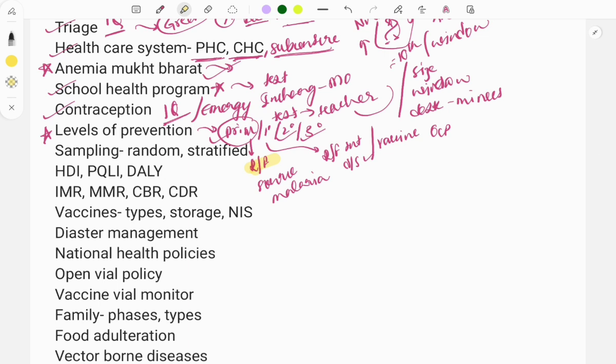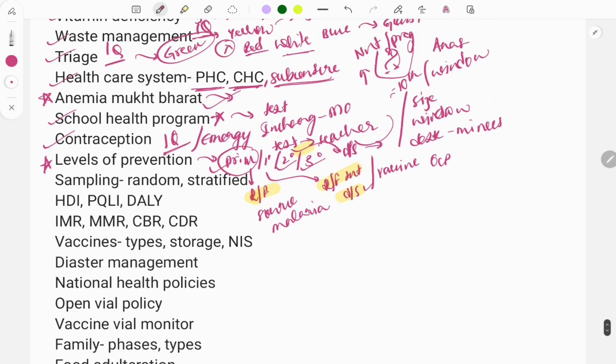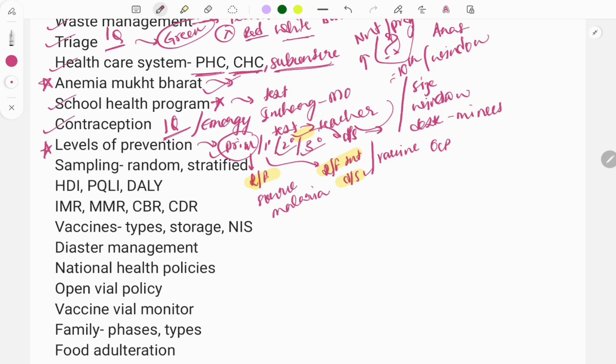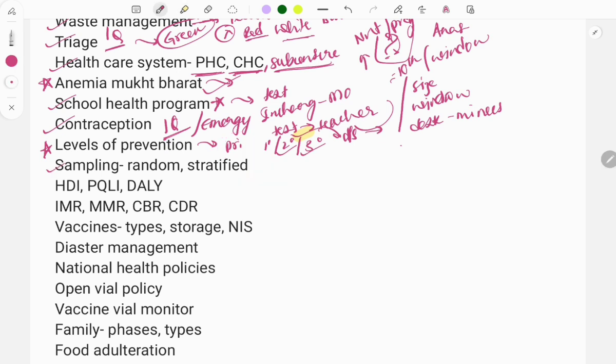If we take prevention then, it will be primordial. If there is a risk factor present and the disease has not yet started, then it will be primary. Secondary means the disease has started but it has still not progressed. So in the early stage we detect it and start the treatment, then it will be secondary. And tertiary means the disease has started and is progressing, so we will do the rehabilitation methods. If you remember these basic four things, then for any example given, you will easily be able to solve the level of prevention.